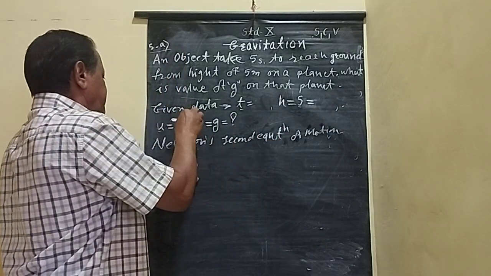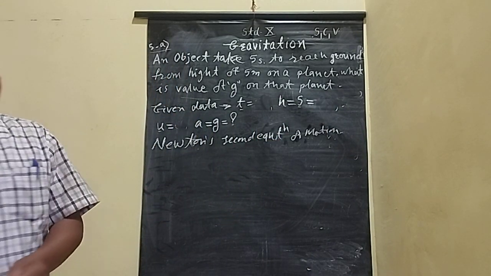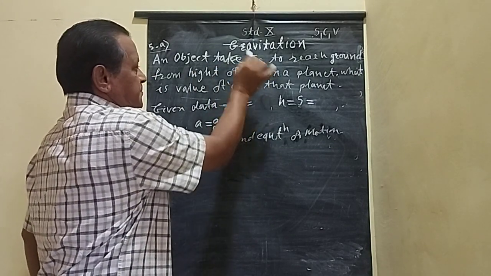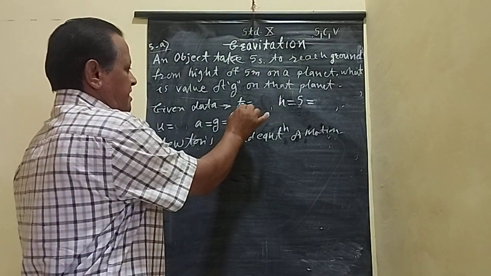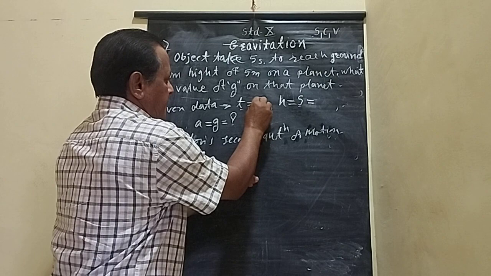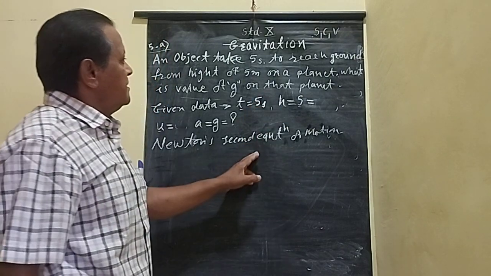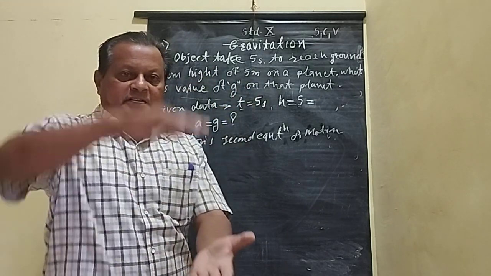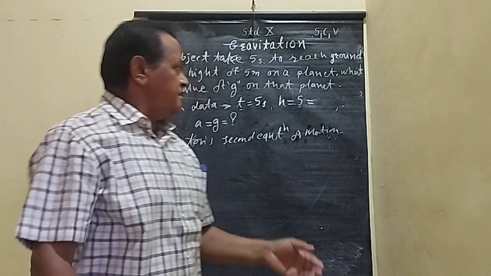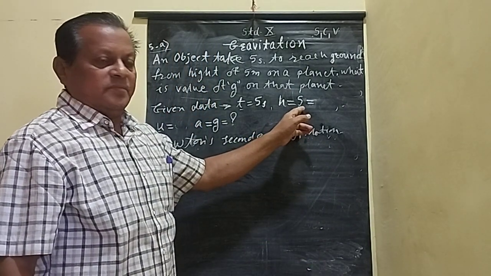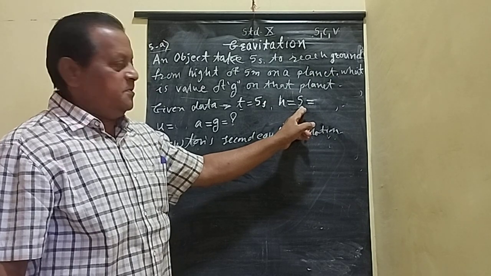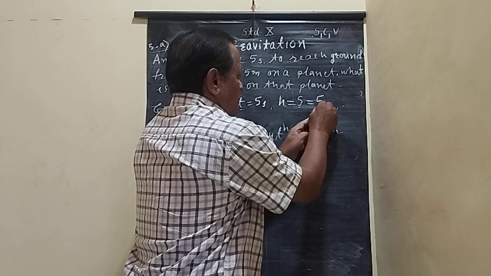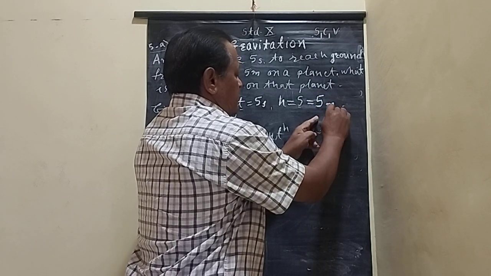So in this problem, we are going to observe what is given. First, the object takes 5 seconds, means time is given: t equal to 5 seconds. Second, to reach the ground from a height of 5 meters, means here distance, that is displacement, is given. It is shown by S. Height h equal to S, displacement, and that is 5 meters.